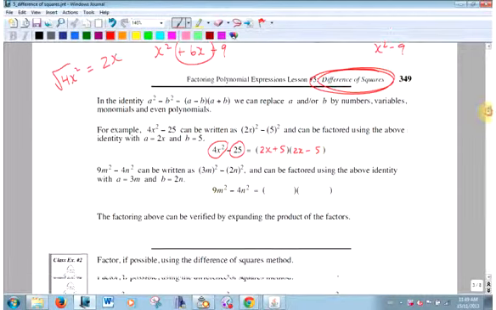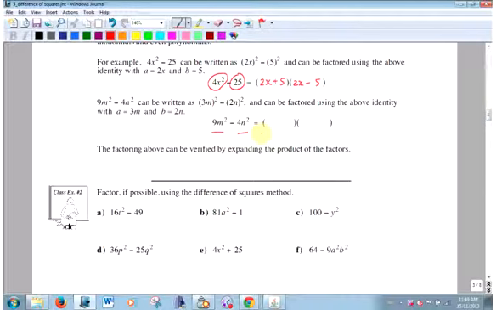So when you see something big and ugly, if it's only two terms, there's a minus in between them, you got to ask yourself, is that a difference of squares? Can I take the square root of that thing? If you can, then it's a perfect square, and it's probably a difference of squares. What's the square root of 9m squared?